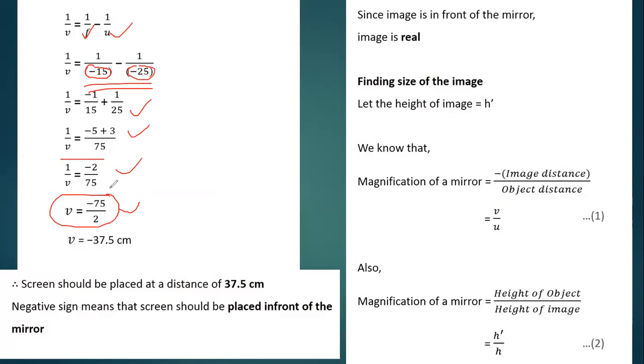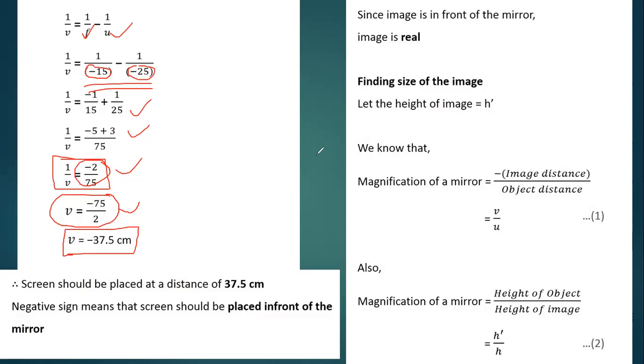One thing I need to keep in mind here is that since it is 1 by v, I need to make it v by 1. So when I make it v by 1, the value on this side also becomes reciprocal. So I'll be getting minus 75 by 2. That is nothing but 37.5 centimeters. So everybody is clear so far, right?